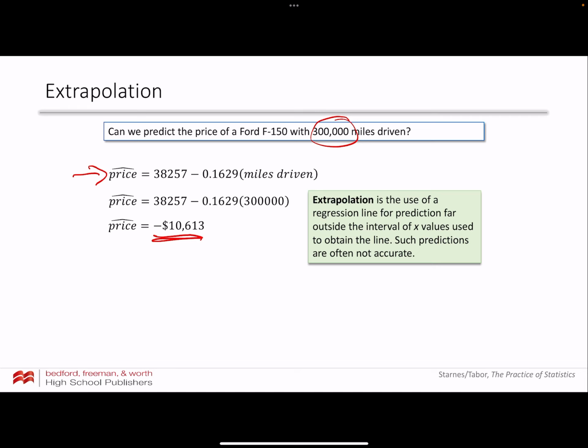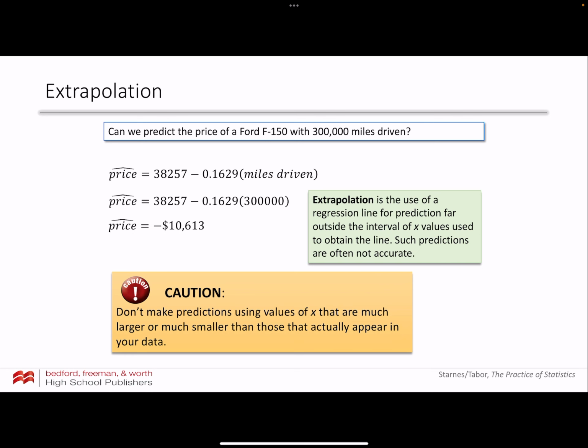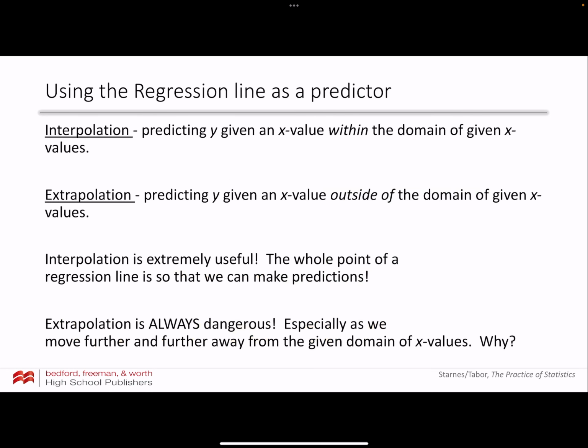And in fact, if you're asked to do it, you're going to say, I don't have a lot of confidence in this number, whatever it is, the dollar amount or whatever it is that I'm predicting, because this is extrapolation. And I don't know if this pattern continues. On the other hand, what we call interpolation is predicting y given an x value within the domain of given x values. So that was kind of like when we made that prediction for how much would a car cost that had 100,000 miles on it. That was interpolation, and that's okay. That's good to do. We do that all the time.